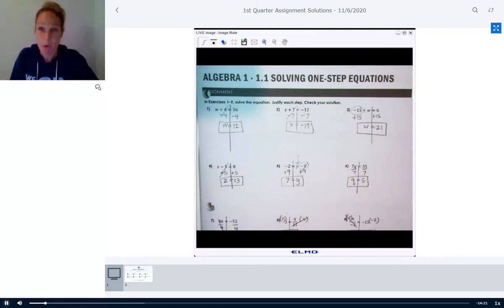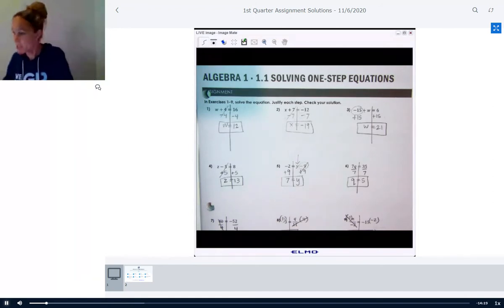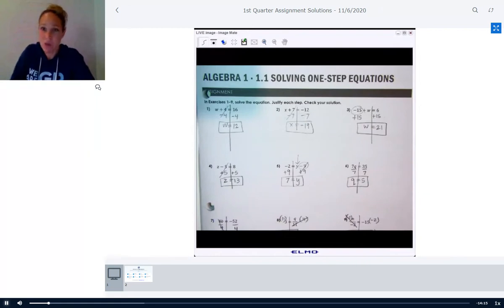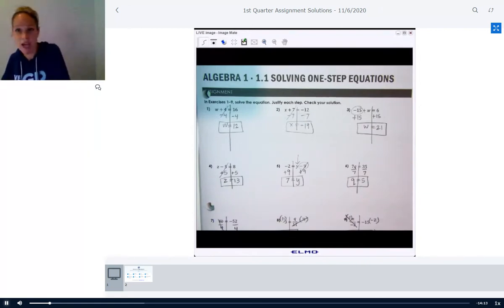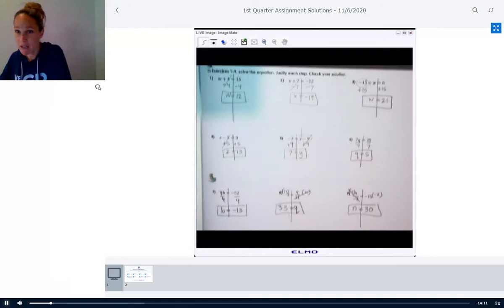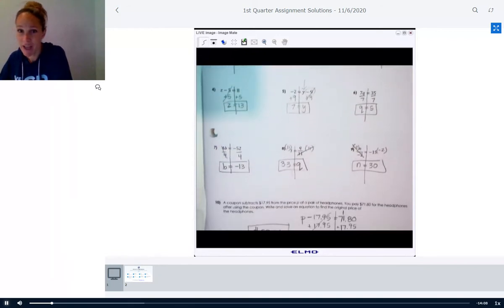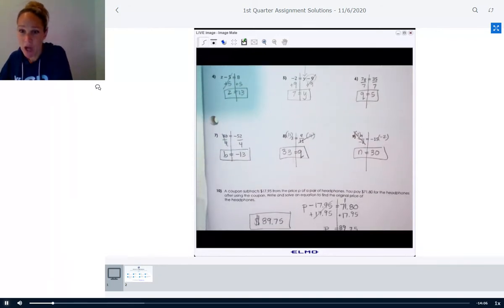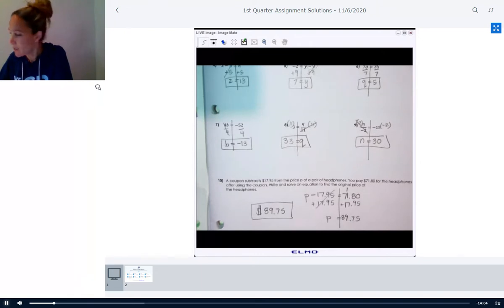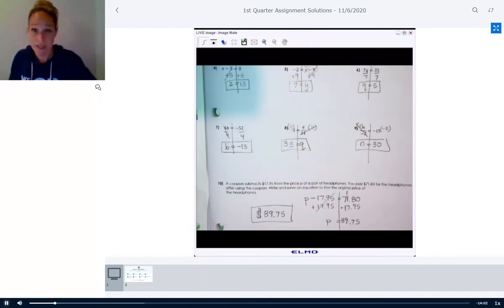So this was 1.1, solving one-step equations. There's the first questions. Remember, on these ones, we just do the opposite. So if it says add, we subtract. If it says subtract, we add. If it says multiply, we divide. We always want to do the opposite or the inverse operation in order to cancel it. Okay, so that was 1.1.